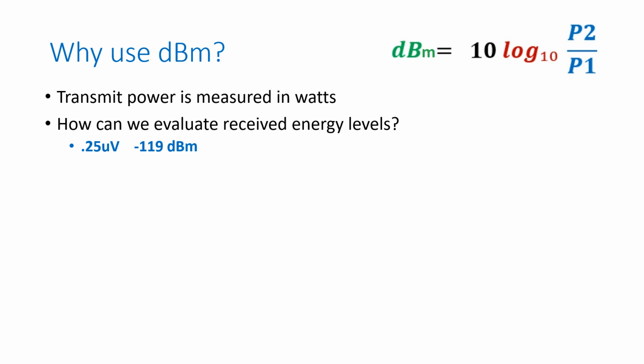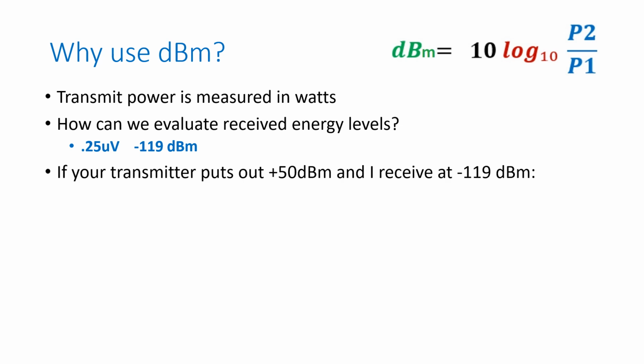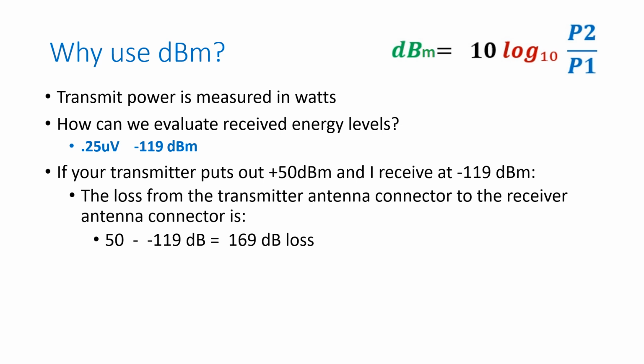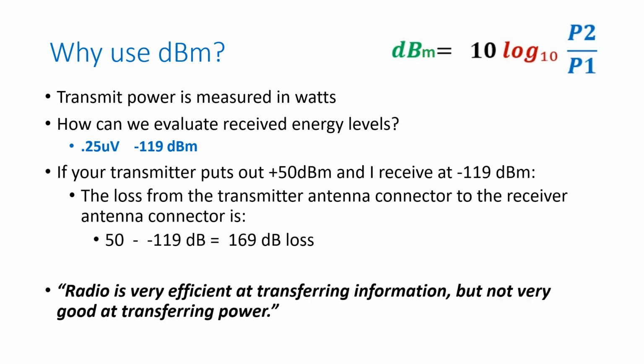Now let's take a look at this. So I'm hearing you at a 1/4 microvolt, which is a minus 119 dBm, but you're sending me 50 dBm. The difference is the difference between plus 50 and minus 119. So 50 minus a minus 119 is 169 dB loss. That is much easier to represent than to say I went from 100 watts to 0.00125 picowatts. By the way, in my corporate training, this is something I teach all the new people, and it's very obvious to you now, as if it wasn't before.